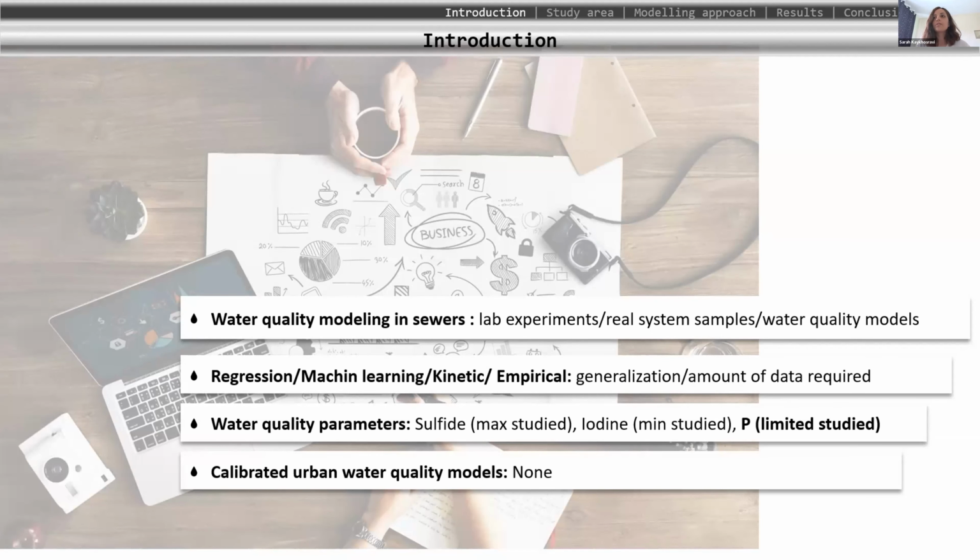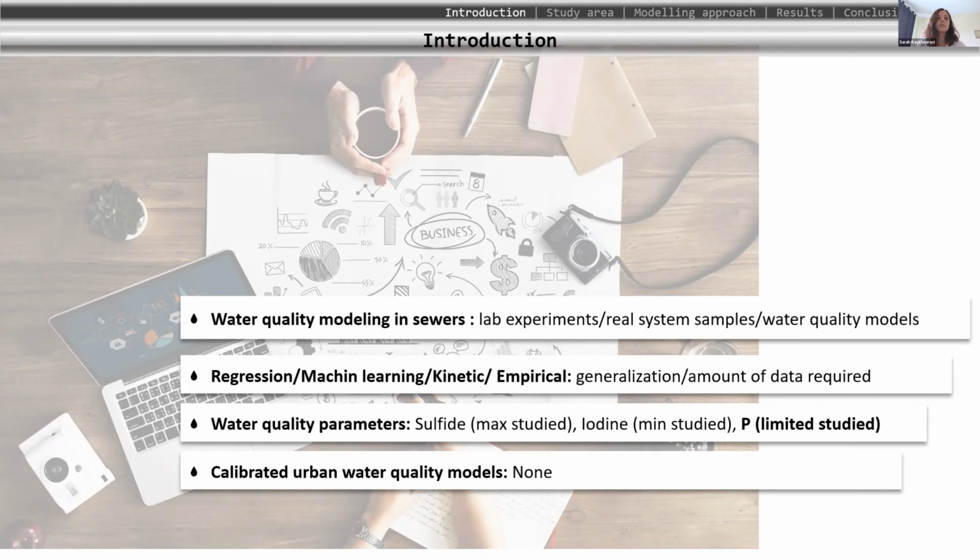I'm going to start off with an introduction to the subject, including the water quality models, what type of models, and quality parameters and calibration. Usually a deep insight into the water quality dynamic is attained through lab experiments and real system samples, but this is not the case when it comes to a large scale case study, which could be an urban sewershed, that is usually coped with through water quality models.